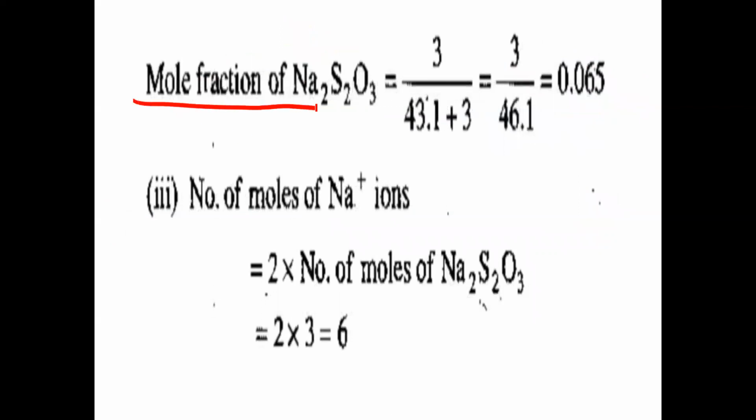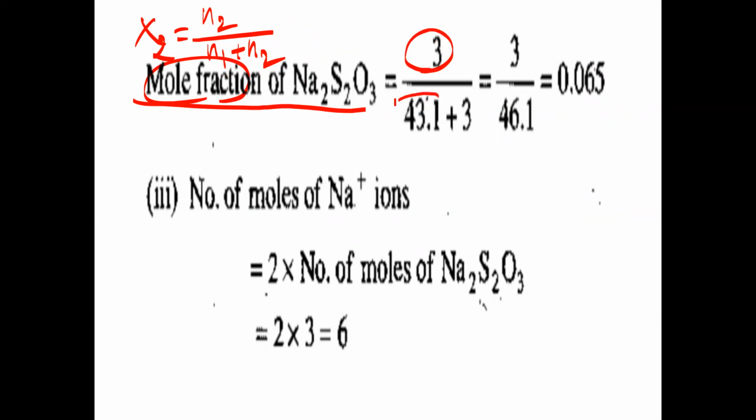Now, the mole fraction of Na2H2O3. Mole fraction means X2, the mole fraction of solute. It equals the number of moles of solute by number of moles of solvent plus number of moles of solute. The moles of solute are 3 moles of Na2H2O3, and the moles of solvent, water, are 43.1. So that is 3 by 46.1, which equals 0.065, the mole fraction here.